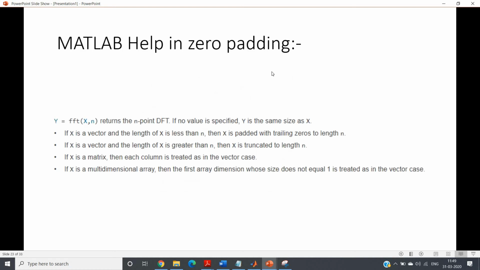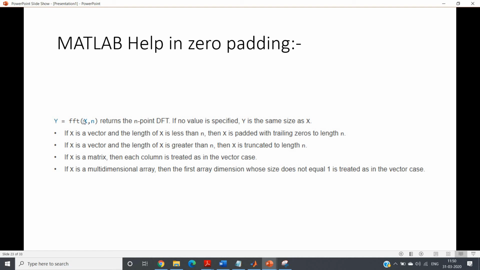Now, in MATLAB, when you compute this zero padding, you need not do anything. If you go to the FFT function present in MATLAB, it is clearly written: if x is a vector and the length of x is less than n, then x is padded with trailing zeros to length n.